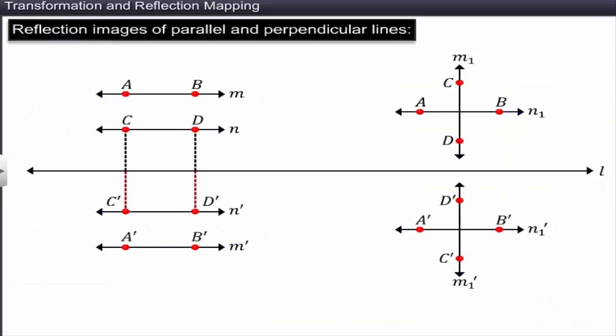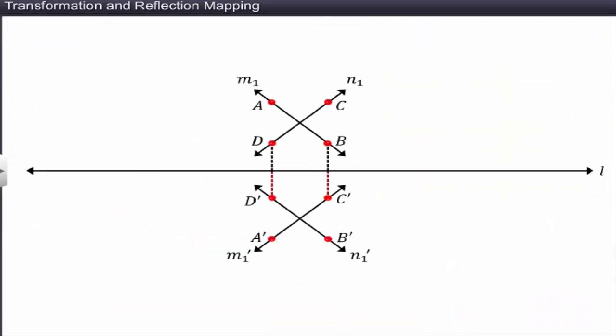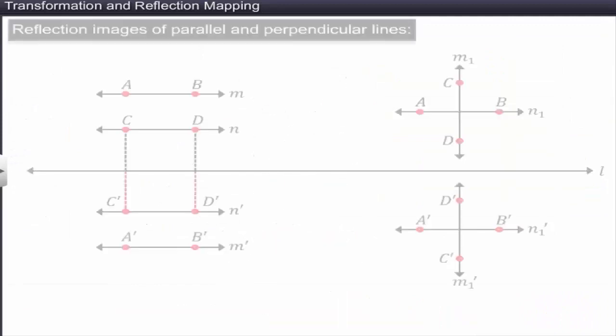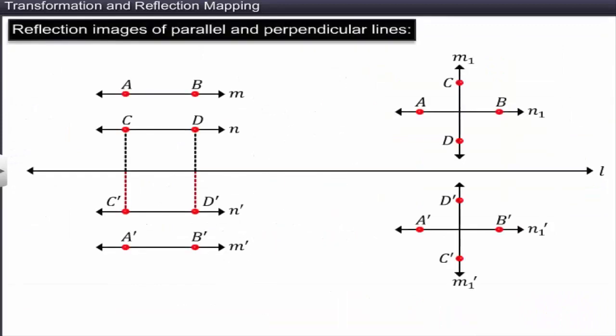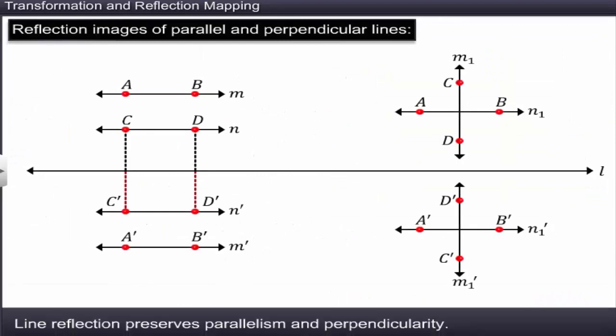So, in line reflection, parallel lines are reflected to parallel lines and perpendicular lines are reflected to perpendicular lines. Similarly, intersecting lines are reflected to a pair of intersecting lines. Thus, we can conclude that line reflection preserves parallelism and perpendicularity.